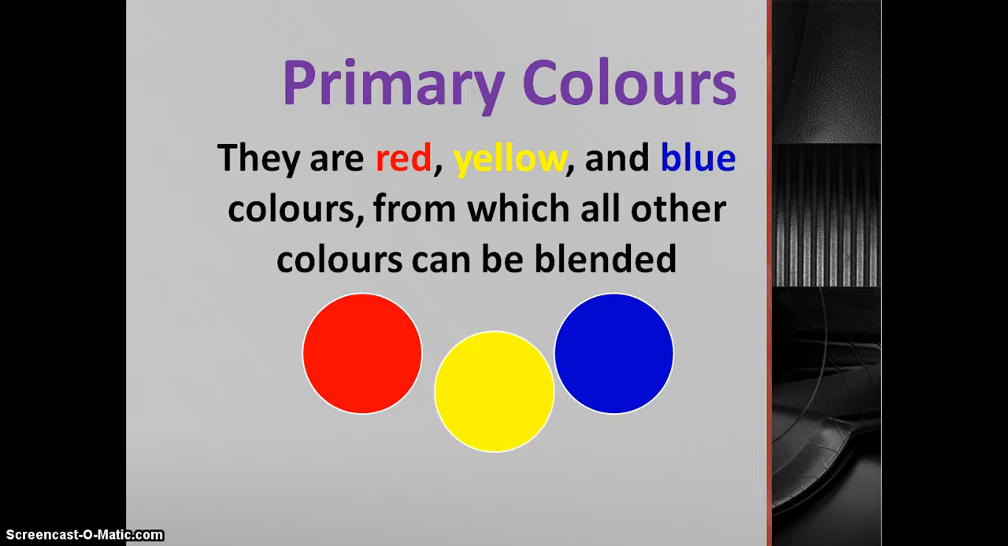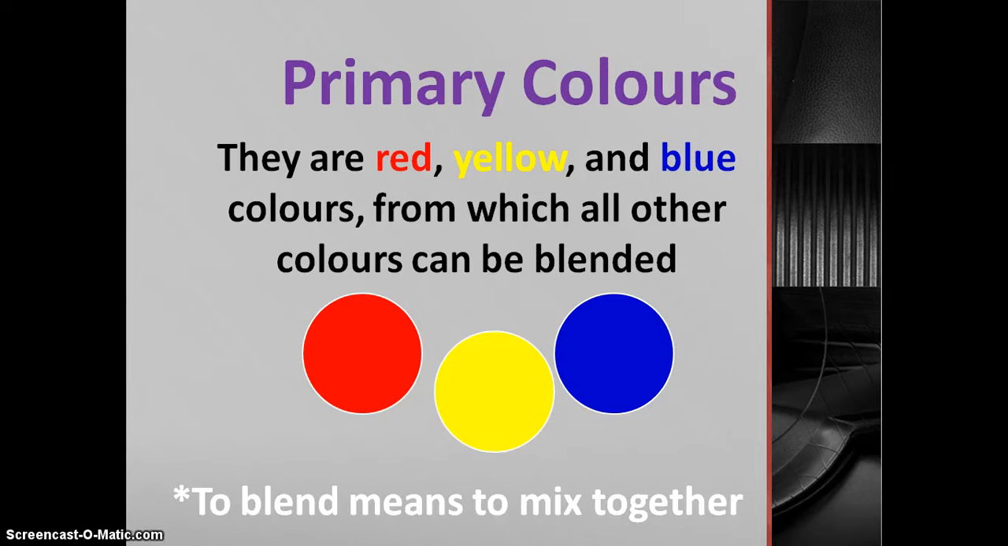What does it mean to be blended? That is to say, from which all other colors can be mixed. To blend, therefore, means to mix together. So from these primary colors, we can get all other colors. But what about the primary colors themselves? There are no other colors that can mix together to obtain these primary colors.